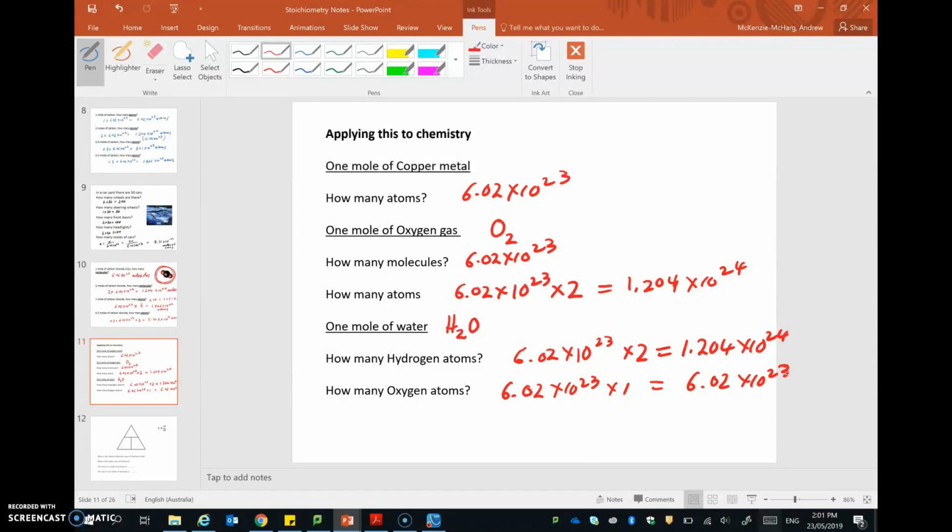Okay, so we'll stop there for now. There are a few questions on moles that you can try from the yellow booklet, which will be detailed in the description for the video.